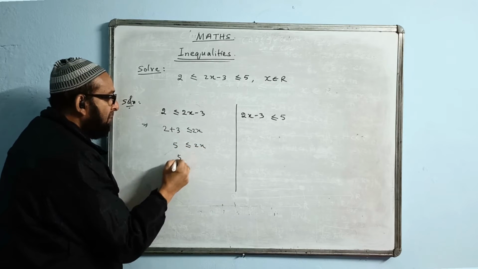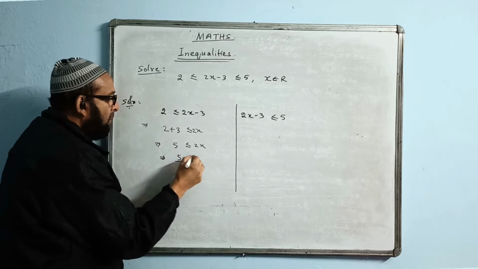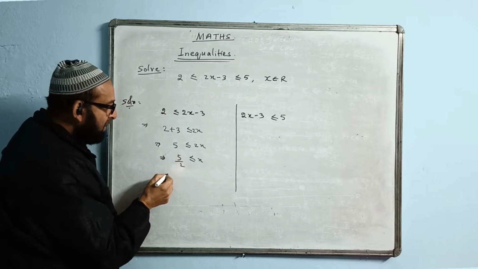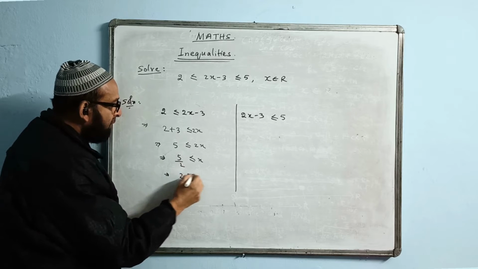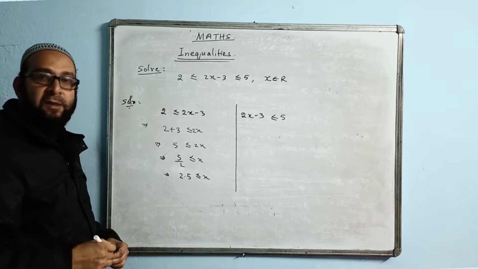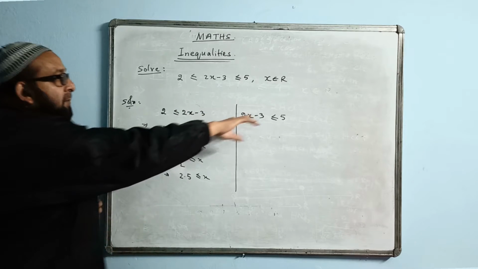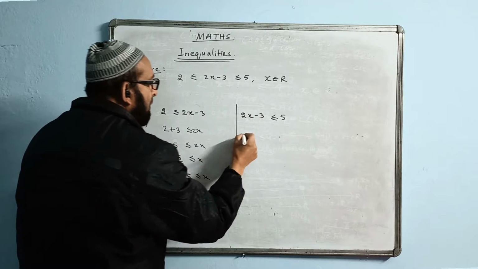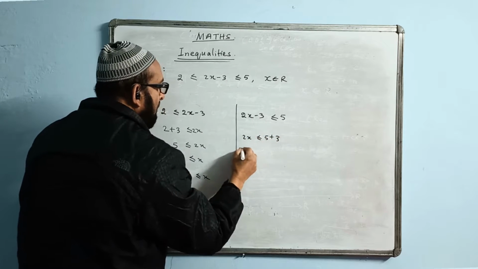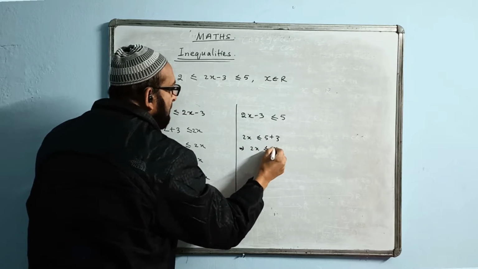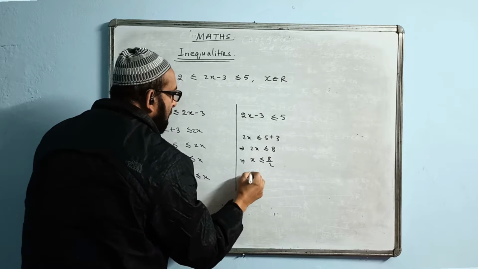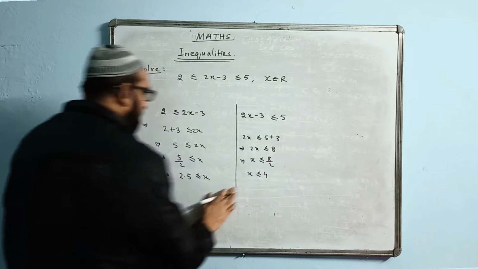The number 2 will come on divide. 5 by 2 is less than equal to x. We can change this answer to decimal. 5 by 2 is 2.5. You can keep it in fraction or you can change it to decimal. Go to the other side, minus 3 will go that side. 2x will be 5 plus 3. 2x, 5 plus 3 is 8. The x value is coming 8 by 2. Therefore, the x value is coming 4.